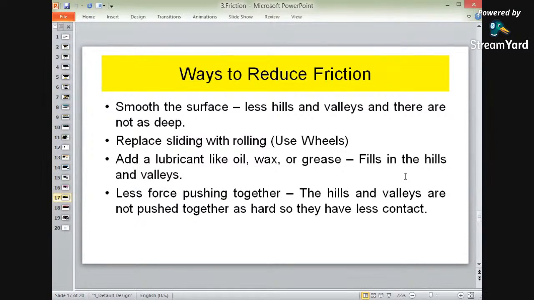We can lessen the hills and valleys. We can reduce the uneven surfaces in order to reduce the friction.